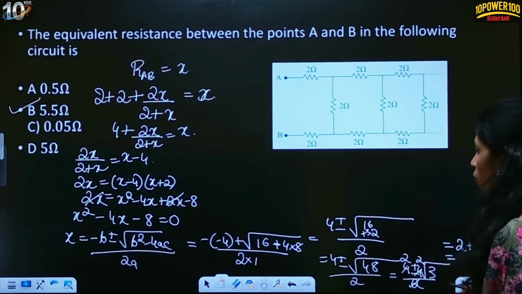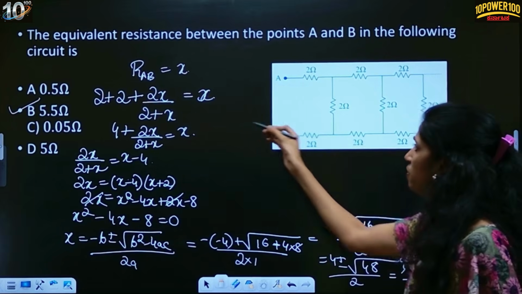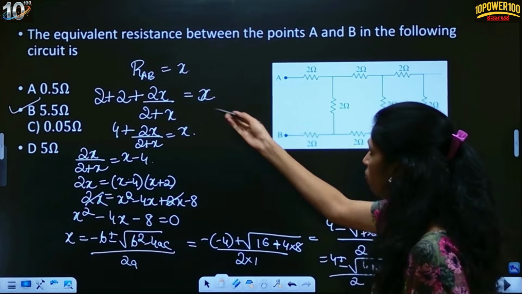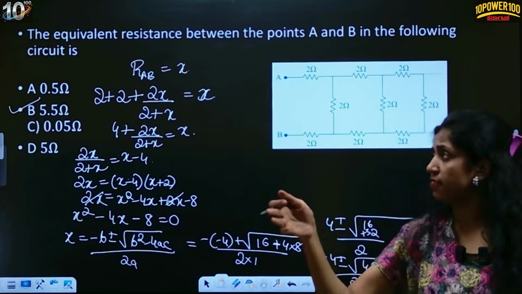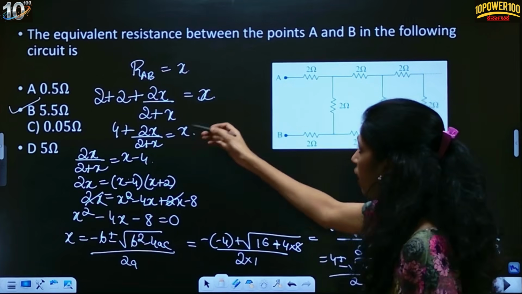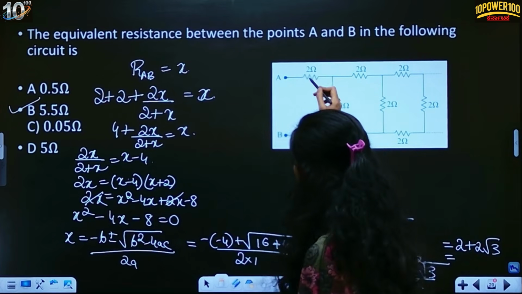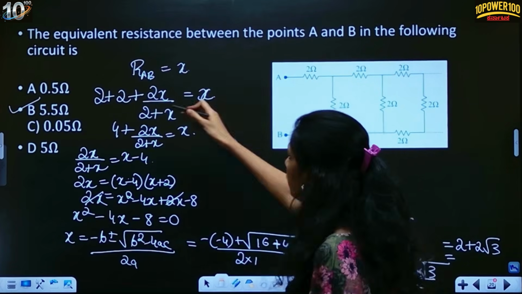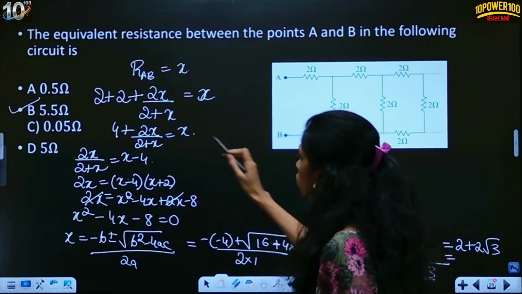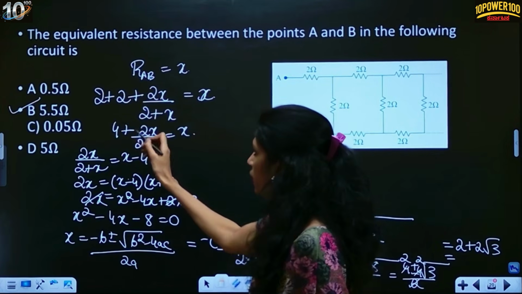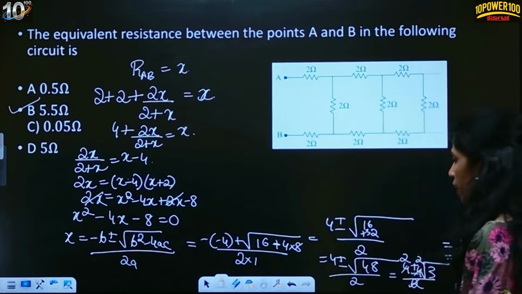Okay, fine. I hope you got this question. The physics part is very small over here. You have to just consider that thing as x, and then you can take that. How did you get 2 plus 2 there? This is the series 2, and this complete thing I'm taking as 2x by 2 plus x, plus 2 plus 2. So finally you will get this. Then you have a quadratic equation.